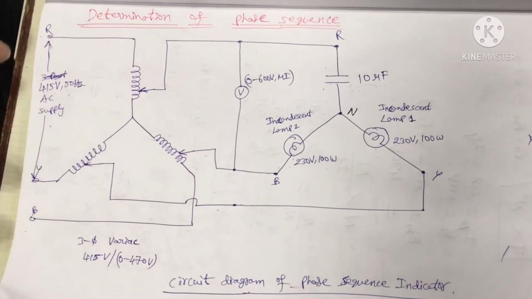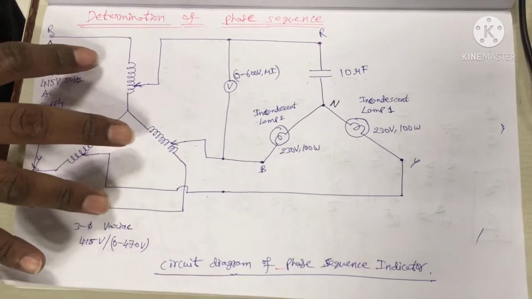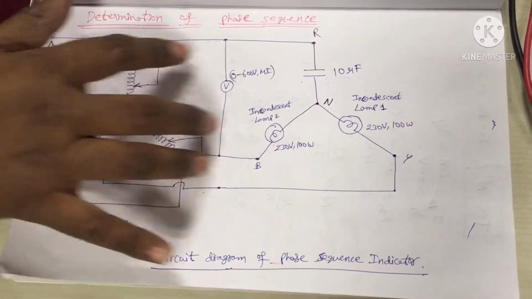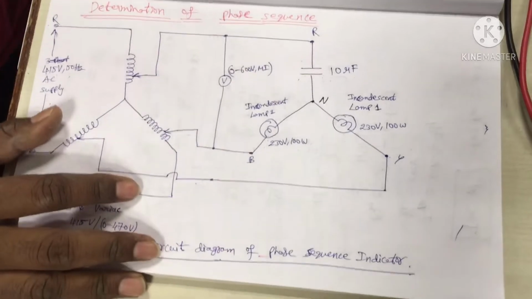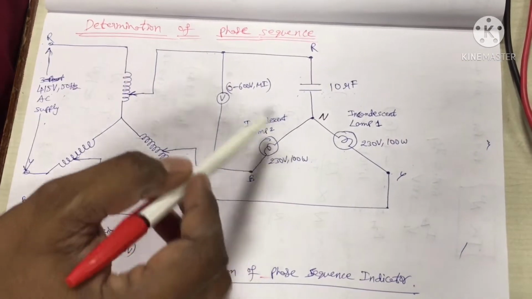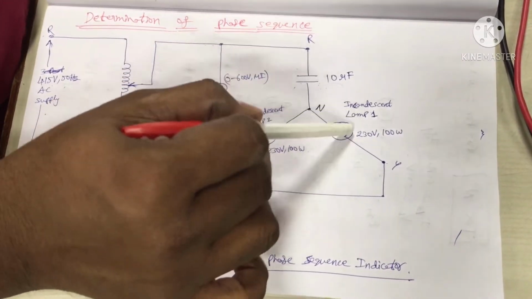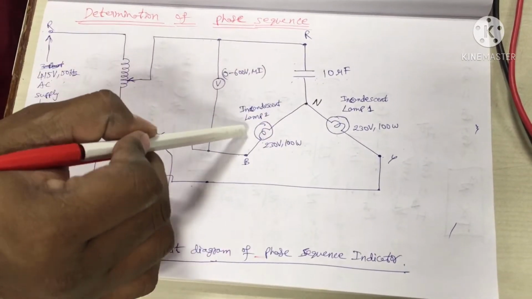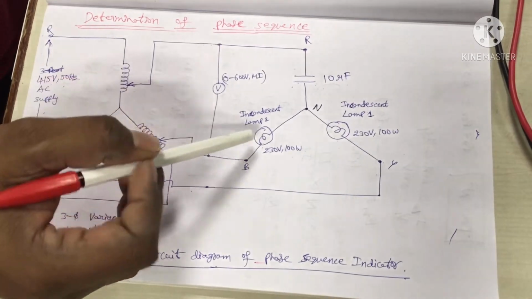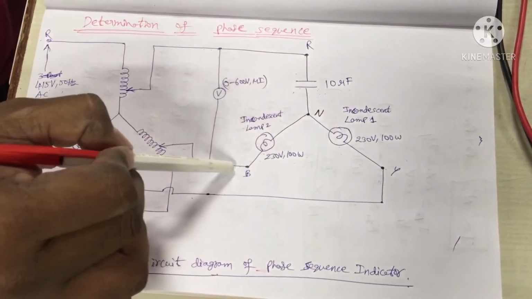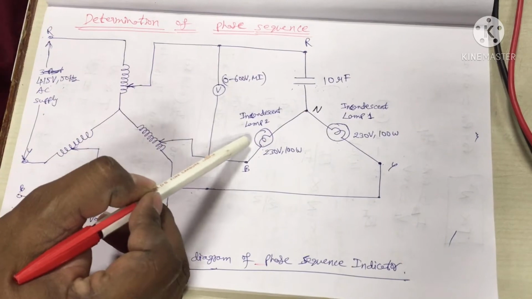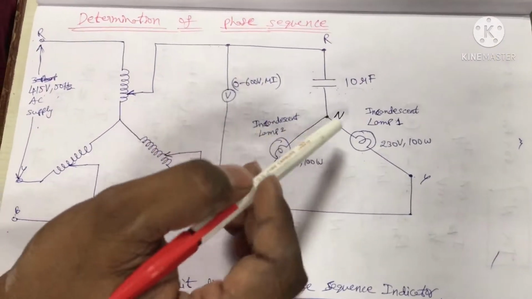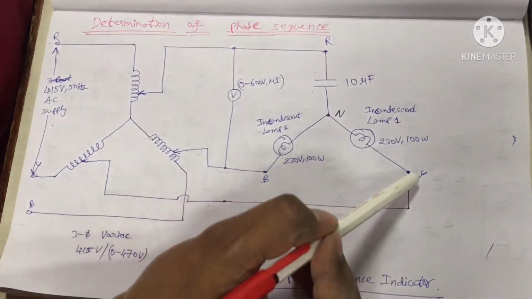Now we are going to apply the auto transformer output voltage to this setup. If lamp 1 gives more brightness, more intensity than lamp 2, then it indicates the RYB phase sequence. If lamp 2 gives more intensity than lamp 1, then it indicates the RBY phase sequence.